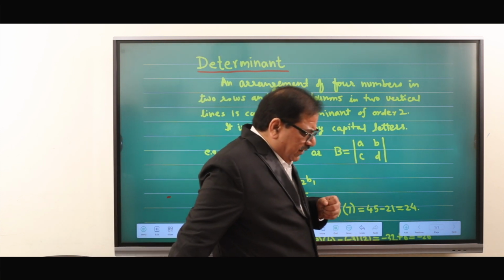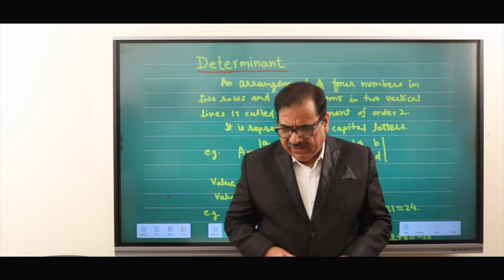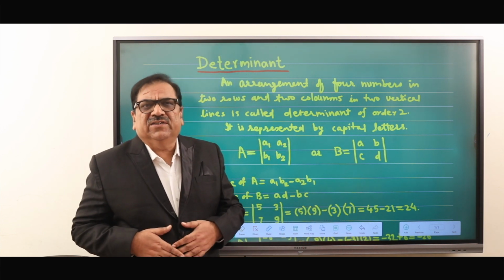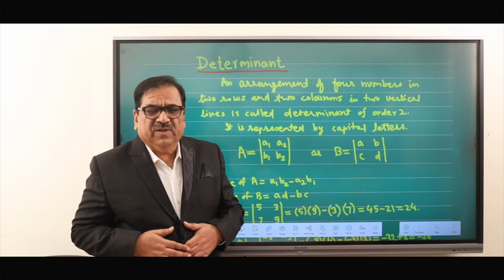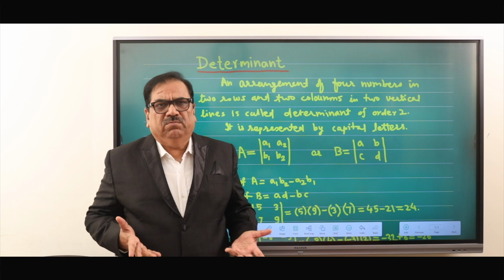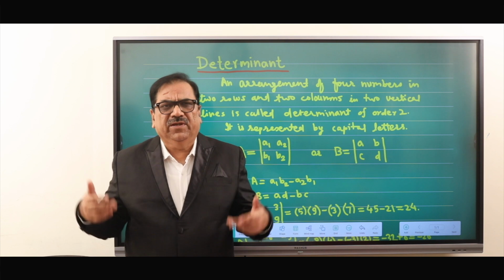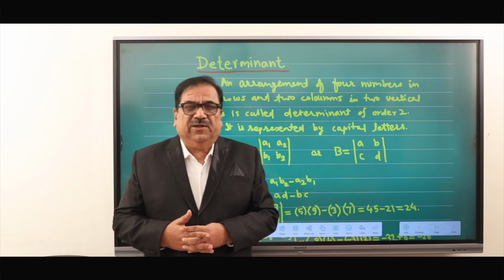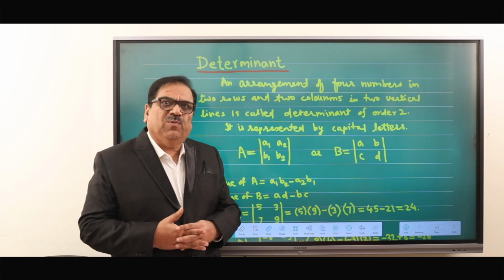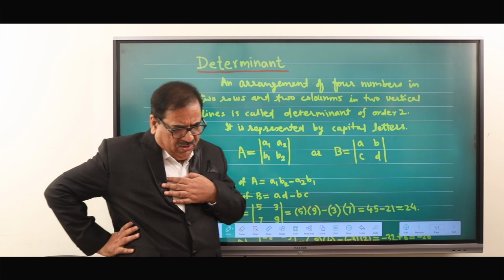Usually a determinant is written in capital letters, and in higher mathematics you will see that it is sometimes represented by delta, but that is not needed now. We will represent a determinant by A, B, C, D, N, P, anything, but in capital letters. And usually the elements in the determinant are written in small letters. So for example, suppose A is a determinant of second order.